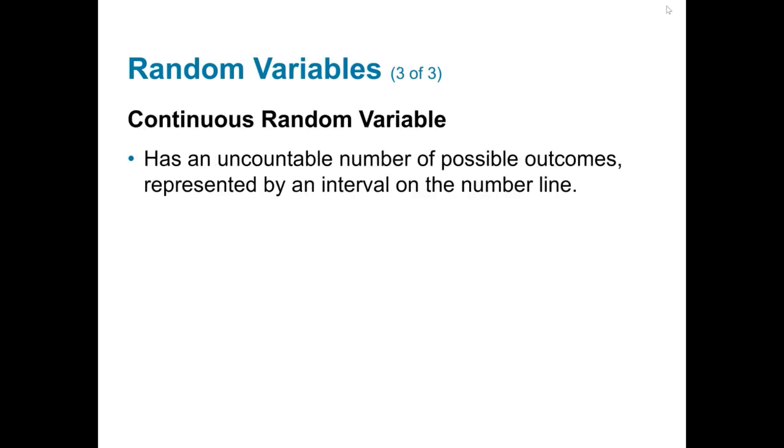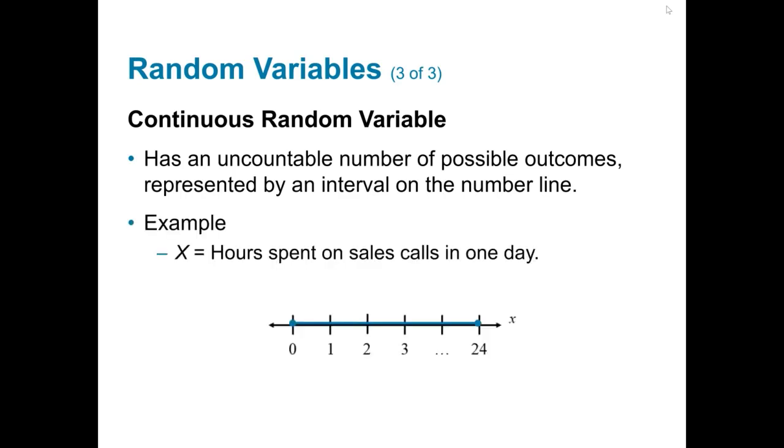So continuous, we're measuring things, right? We have an uncountable number of possible outcomes represented by an interval on the number line. For example, the hours spent in sales calls in a day is going to be continuous, because you could spend 2.5 hours on a call, or 3 3/4 of an hour on a call. So you can have parts of something. You're measuring the number of hours. So with a continuous random variable, remember, we are measuring something.